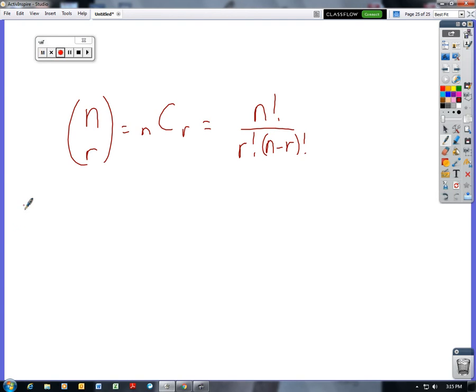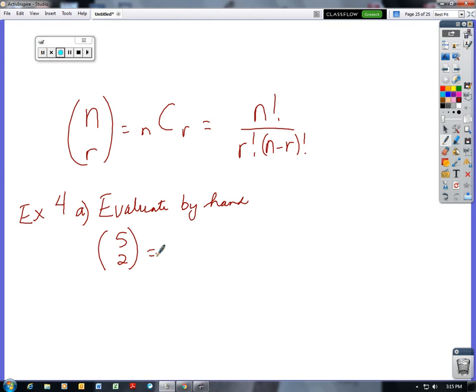So let's do an example. We're going to evaluate these by hand. And then I will show you how to do it on a calculator, because some of them with the bigger numbers, it'd be faster just to type it in your calculator. But these ones that we can do in our head, by all means, we will do by hand.